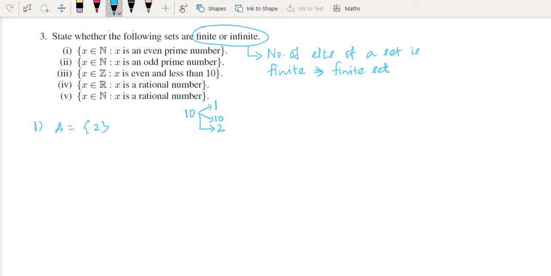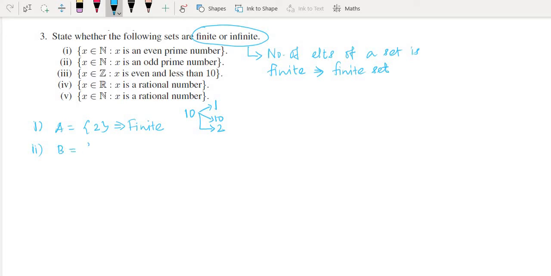Actually we have one more factor which is 5, but what I'm coming to tell is anyhow we will be having at least 3 factors which are 1, 2 and the number itself. So we have only one even prime number which is 2. So the first set is singleton 2, hence it is a finite set. It is a finite set as it has only one element. It has finite number of elements.